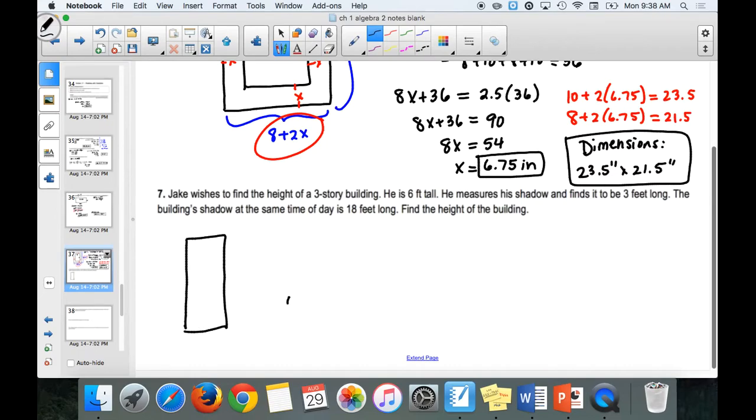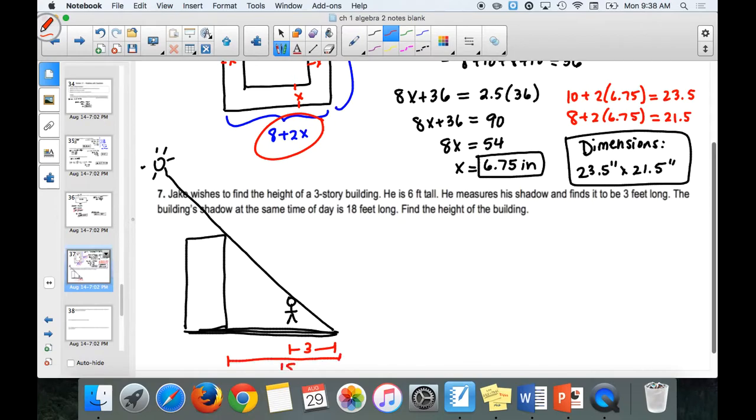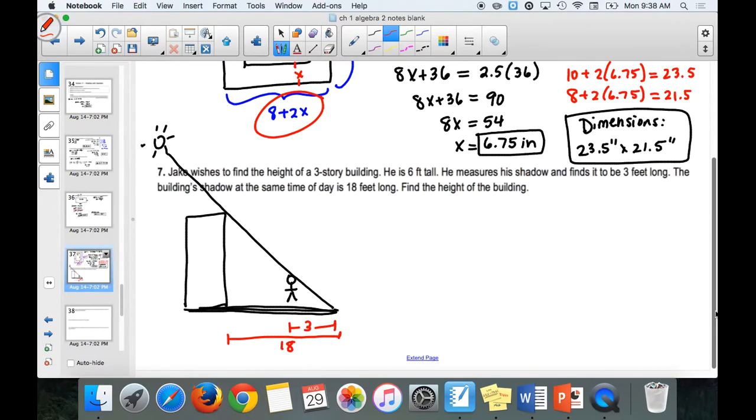So you have a building and then you have him. And the sun's up here and it's shining down. And they each have shadows. So he measures his shadow and finds it to be 3 feet long. And he measures the building's shadow and he sees that it's 18 feet. He is 6 feet tall, and we want to find the height of the building. So we're letting h equal the height of the building.